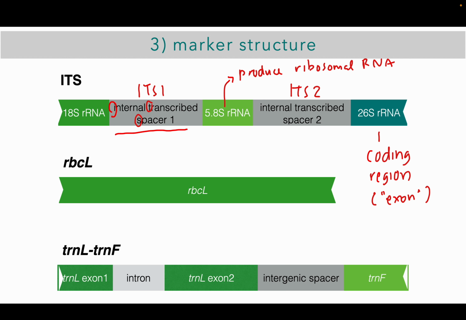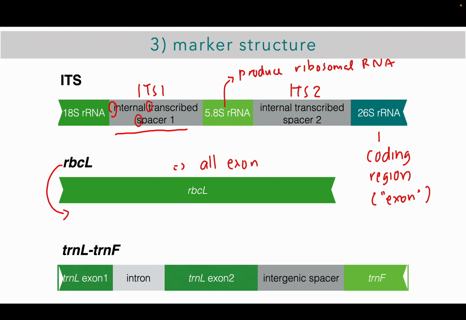Alright, and then we have this really popular marker in plants called RBCL. I use it every day, I talk about it every day. In fact, the whole morning this morning I just spent time with RBCL. RBCL is all exon. And RBCL produces one of the most abundant proteins on earth.